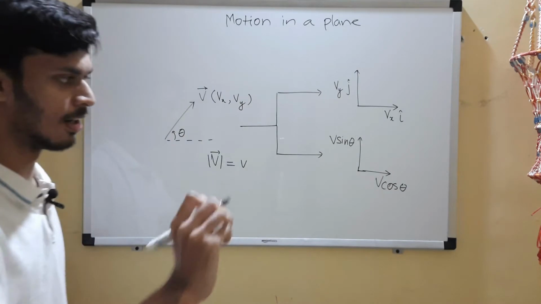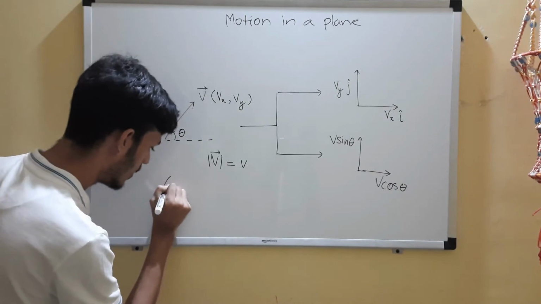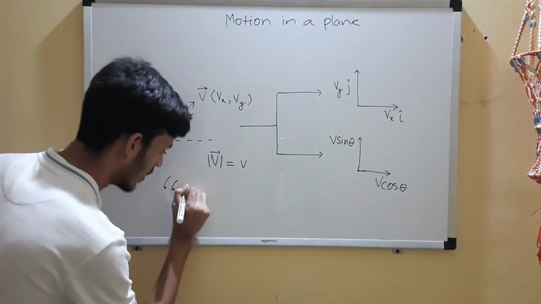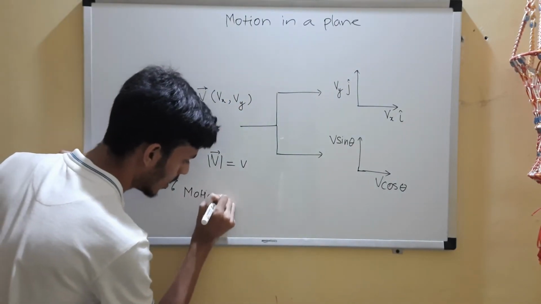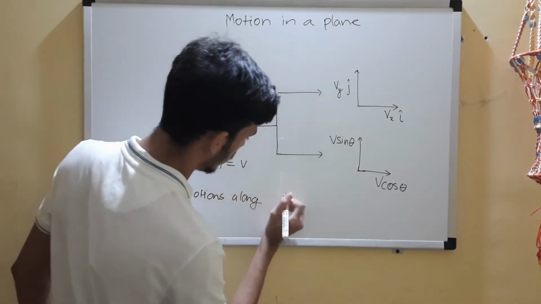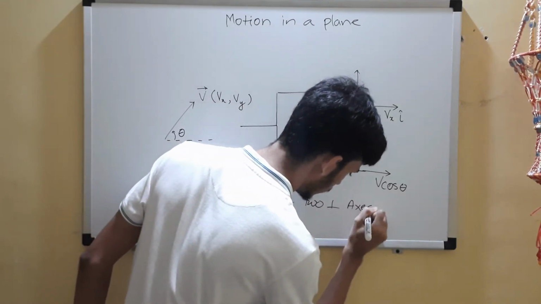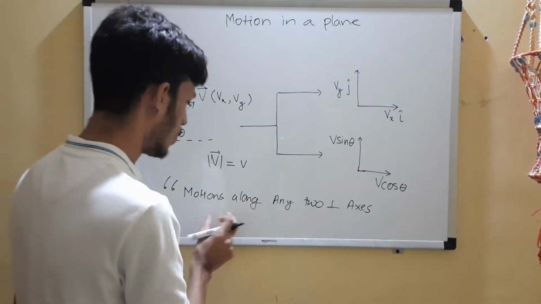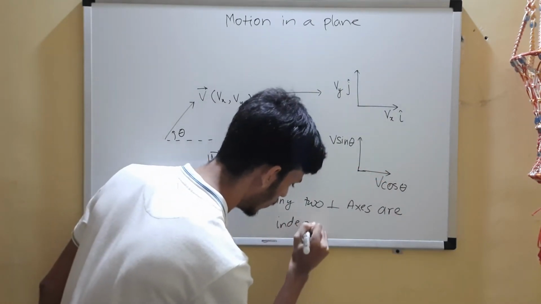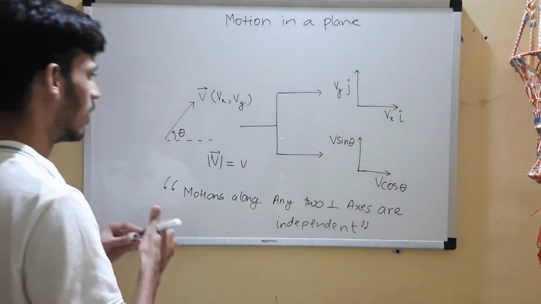So why did we resolve this vector into two vectors? The answer lies in this statement. This statement is the heart and soul of today's lecture, so just reflect on it once. The statement goes this way: motions along any two perpendicular axes are independent. Axes is the plural of axis, yes. Just reflect over it once. It's a magical statement.